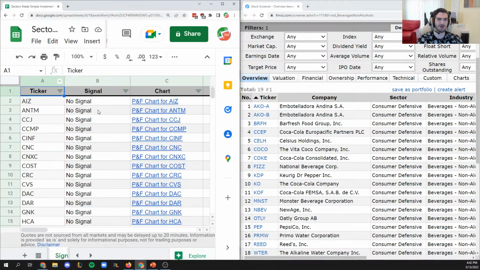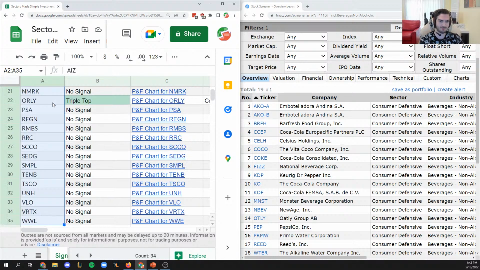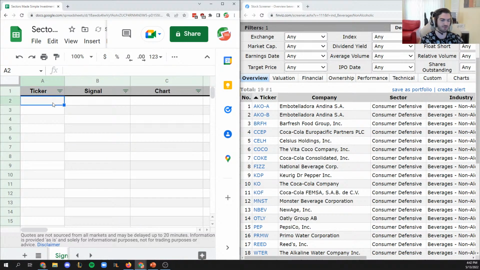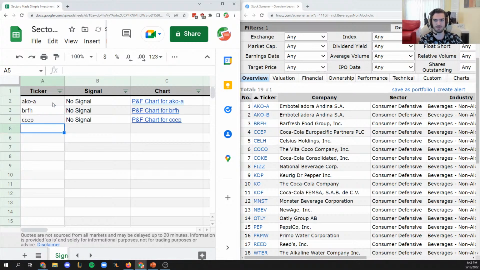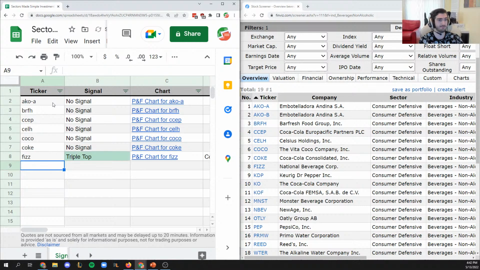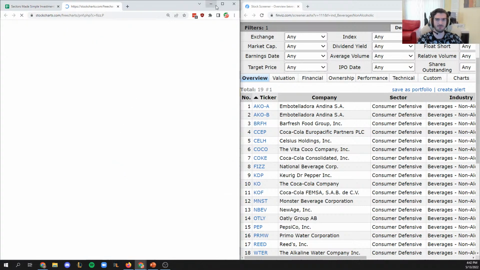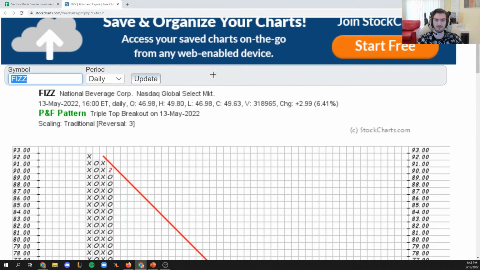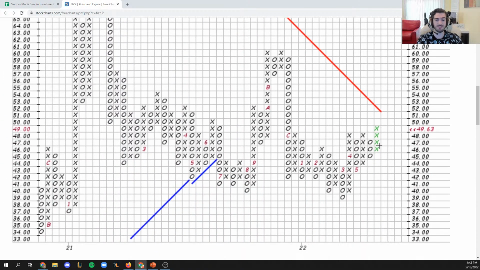Remember our point and figure buy signals? Well, this sheet lets us put in stocks and see if those stocks are currently on buy signals. So we can put these in and see if and when we hit a buy signal. Fizz is on a buy signal. Let's go and take a look at the chart. It went on a buy signal today. Cool. It broke a triple top breakout.